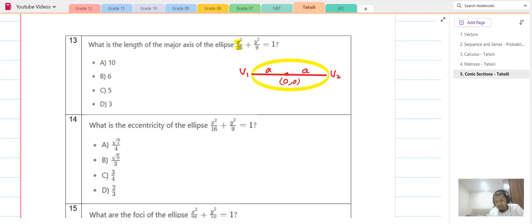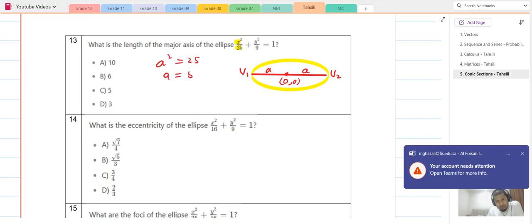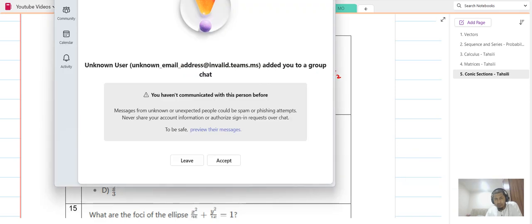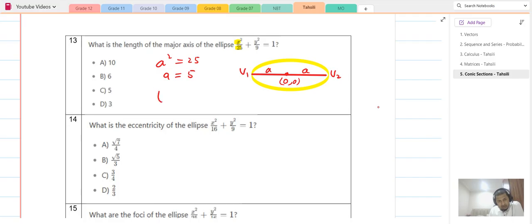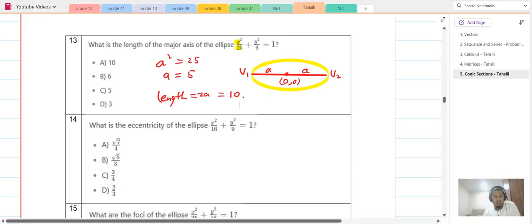Now, why did I stretch the ellipse horizontally? Because x value appears first and 25 is greater than 9. Now, we're going to say a squared is equal to 25. So a is equal to 5. So therefore, what's the length? So the length is 2a, and 2 times 5 is 10. I hope you guys understood that.